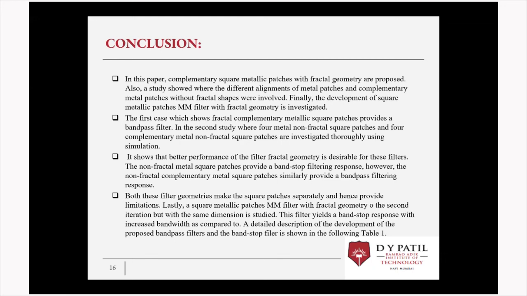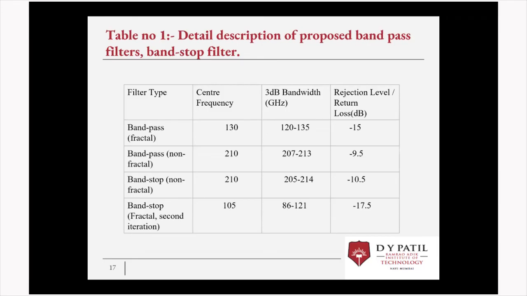So I got some values of the bandpass and bandstop filter with the help of the graph. A detailed description of the development of the proposed bandpass filter and bandstop filter is shown in table number 1. These are the values which I have got regarding the bandpass fractal, bandpass non-fractal, as well as bandstop non-fractal, bandstop fractal with second iteration: the center frequency which I have got through the graph, as well as the 3 dB bandwidth and the rejection level, which is the return loss we can say.